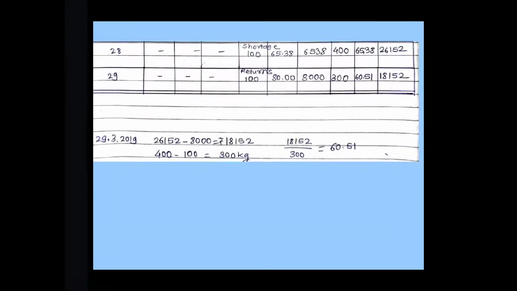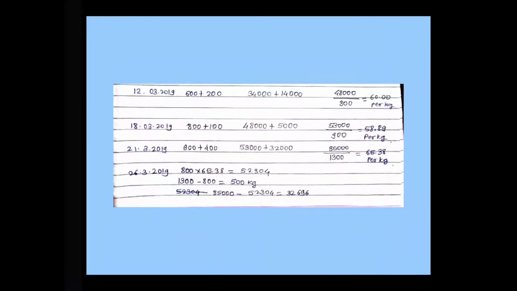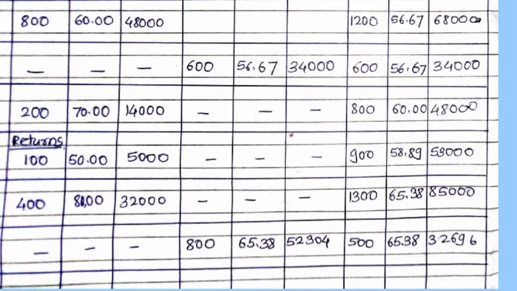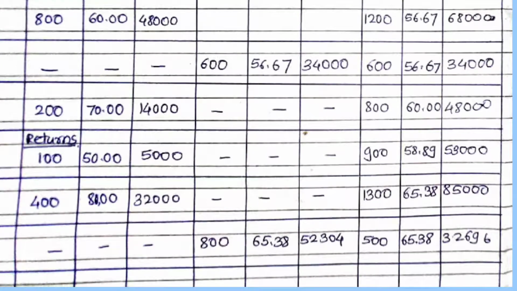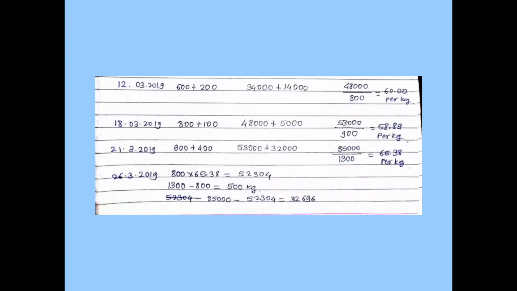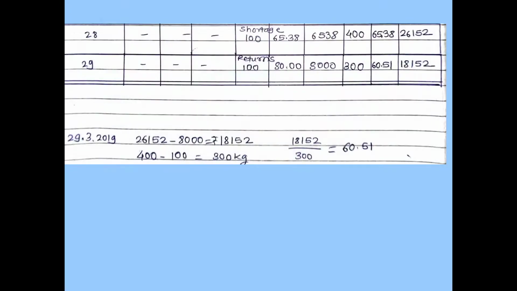Now the remaining material is 400 kg, right? Earlier it was how much? See, it was 500 kg here. 500 minus 100 is equal to 400 kg. So the amount now is 400 into 65.38, that is 26,152.